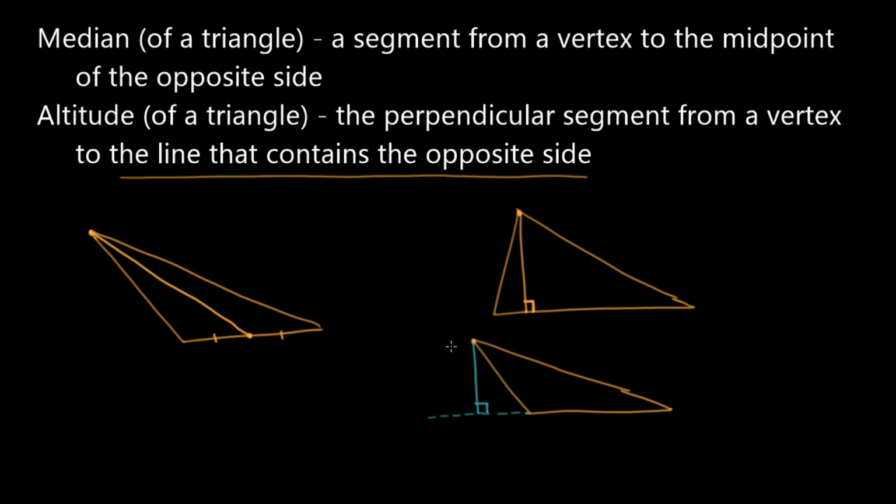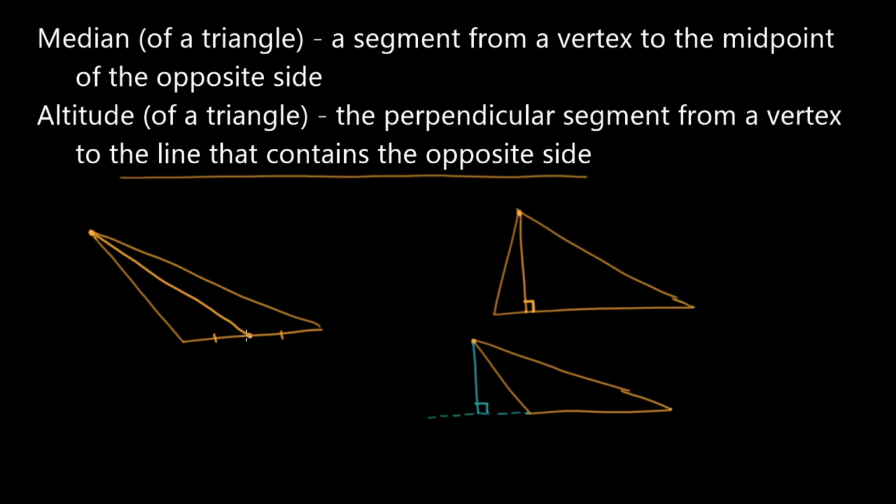So these are two new segments that exist inside of triangles or outside of triangles, but they are particular to triangles themselves here. If I'm just talking about having a segment, having a median of that segment doesn't make any sense. It only makes sense to talk about a median in terms of a triangle.